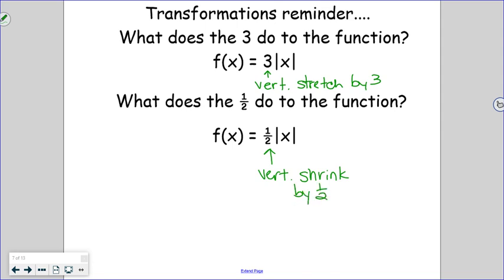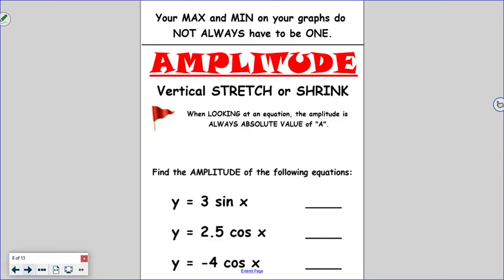It's shrinking it by 1/2. It's stretching it by 3. But it's a trig function instead of one of my parent functions. And because of that, it has a new name, and that's called amplitude. When we stretch or shrink our graph vertically, we are adjusting the amplitude.